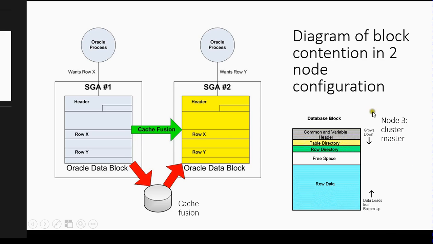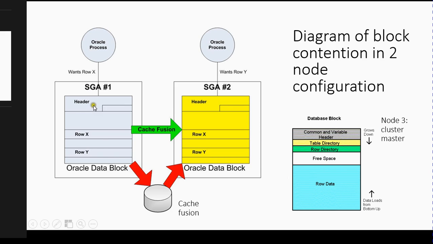Another example that I really want to mention: let's say you have a three-node environment. In that case you have what's known as a cluster master. Nodes are part of a cluster, so you have SGA1, SGA2, SGA3. So you have three blocks, and you have cache fusion going back and forth. But the thing is, this is a cluster master.